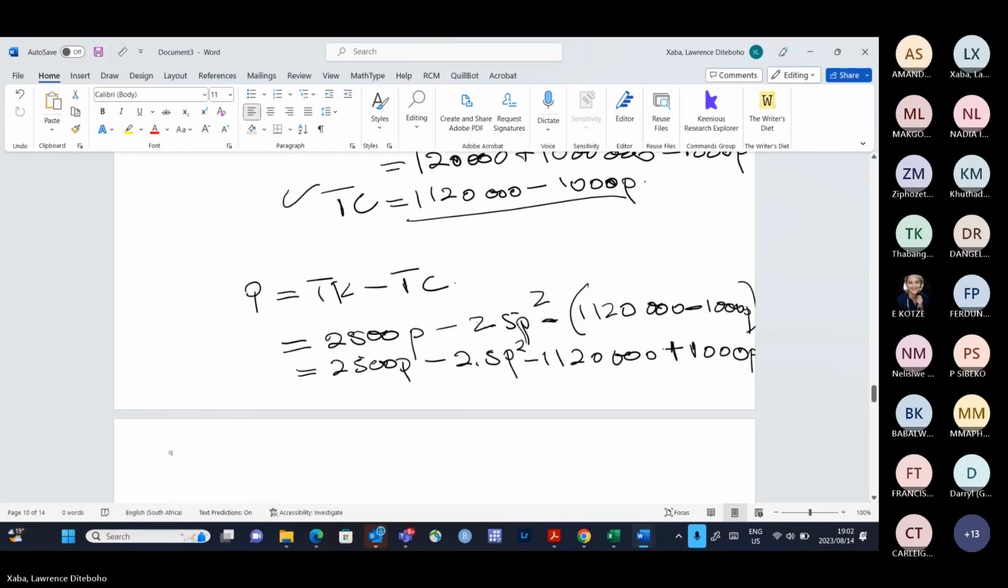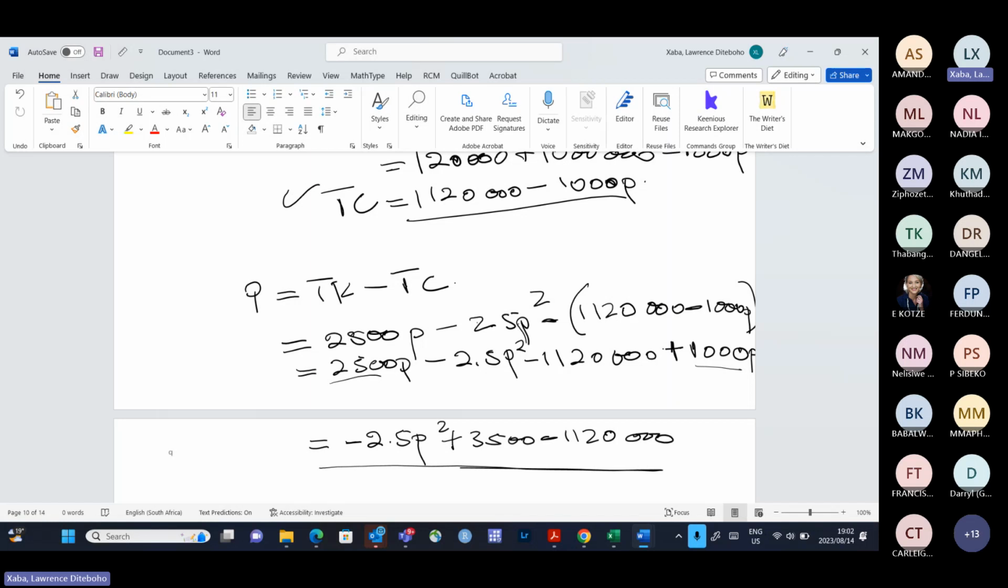So now we simplify it, we group the like terms. So this goes with that. Then we'll have negative 2.5P squared plus, this is 3.5, minus 1.12000. Okay, so this is our function, our quadratic function, but we are not done.